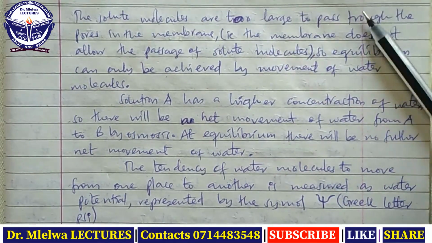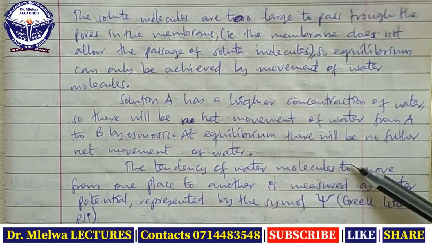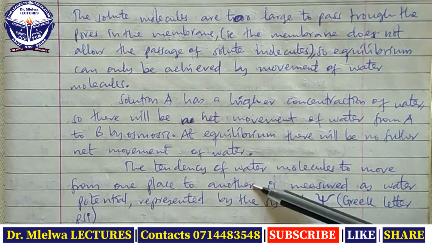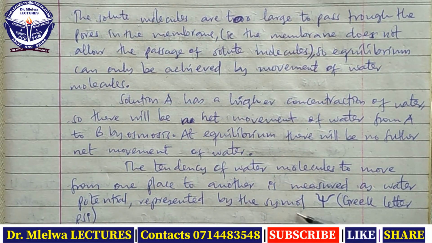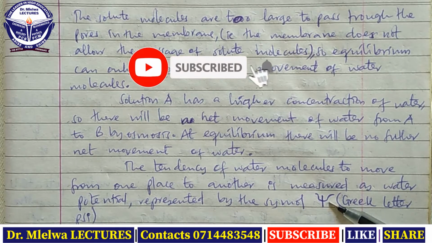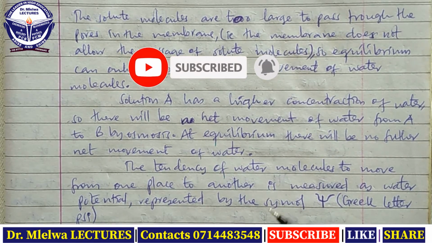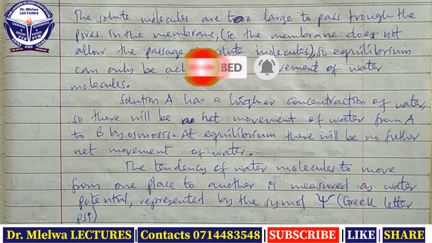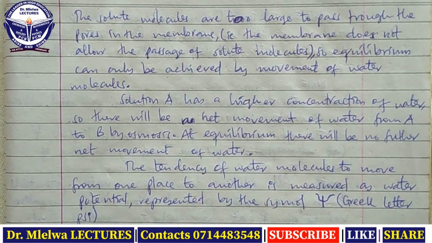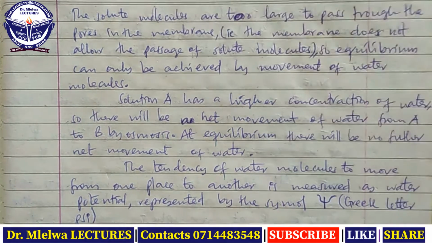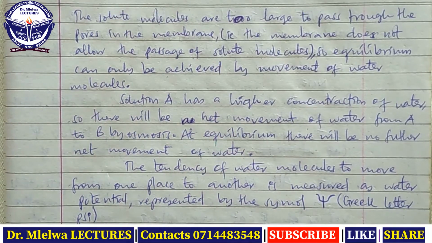So what we are saying is that the tendency of water to move from one place to another is measured as water potential, represented by this symbol, which is the Greek letter Psi, as we said before. So this Greek letter Psi represents what we call the water potential. It measures the tendency of water to move from one place to another.